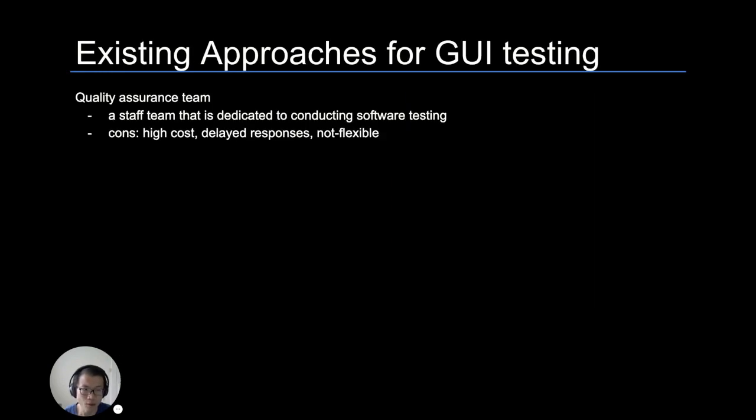In practice, there are two major approaches to conducting GUI testing. The first one is to hire a quality assurance team that is dedicated to conducting testing by manually generating test cases on given GUIs. This approach comes at a high cost. It's not flexible to the developer team's time, and the responses are often delayed.